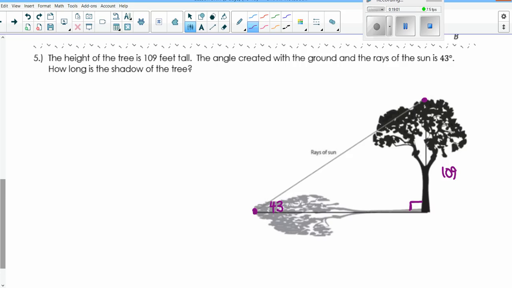It wants to know how long is the shadow of the tree. So it wants to know that right there. Okay, so from my angle that I am given, this is my opposite side. This is my adjacent side. Okay, so I'm going to pause here. Take a second, set up your equation, see if you can figure out what x is. Okay, you want to think about what trig function should you use, set it up, and then figure out how to get your x by itself.